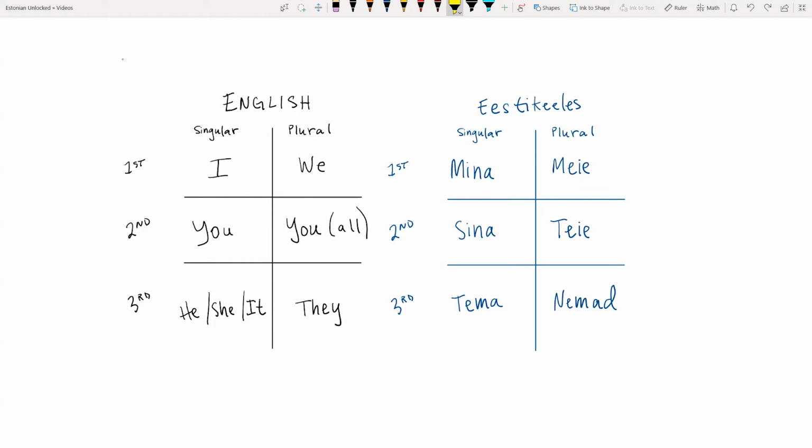A big difference to notice here is the word tema. In Estonian, they do not differentiate between he, she, and it with this third person singular word. All of those words are just tema. In order to find out gender, you have to get it from the context or specifically ask.